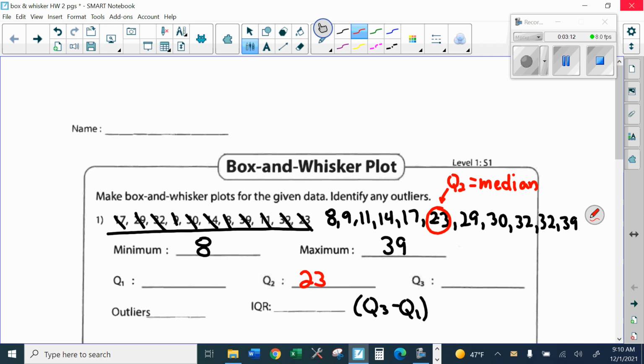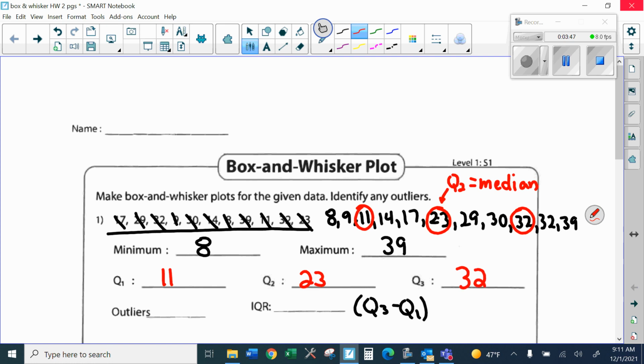Now to get Q1, you see how many you have left. 1, 2, 3, 4, 5 below 23, the Q2. Again, this is an odd number, so I have a middle one, the third one, 11. So Q1 is 11. Then I do the exact same thing in the upper quartile. There are 5 up here above the 50%, the median, so I do the middle one there. That's the third one, and so Q3 is 32.